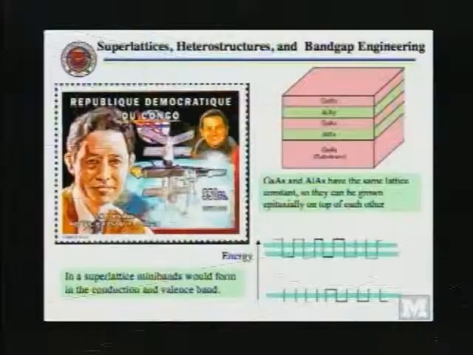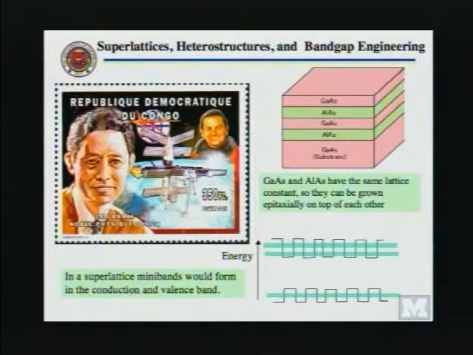And the person I want to emphasize is Esaki, who was a well-known person in the 70s. He worked on a tunnel diode and got the Nobel Prize for it, the Zener tunnel diode. And he started a research program at IBM in the early 70s. He recognized the potential of this material system, gallium arsenide and aluminum arsenide.